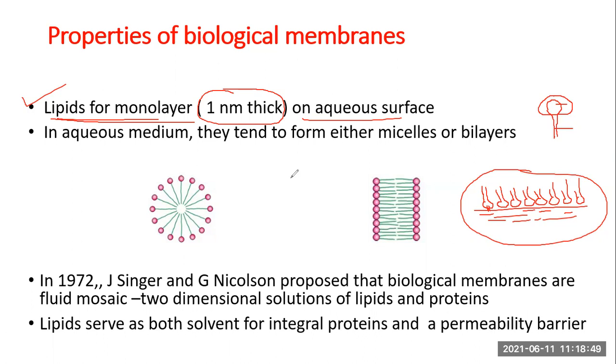Because of this property, the oil spill in high seas, in oceans, is considered a very serious threat to the environment and to aquatic life, because it has a tendency to form a very thin monolayer over a large surface of the water body.